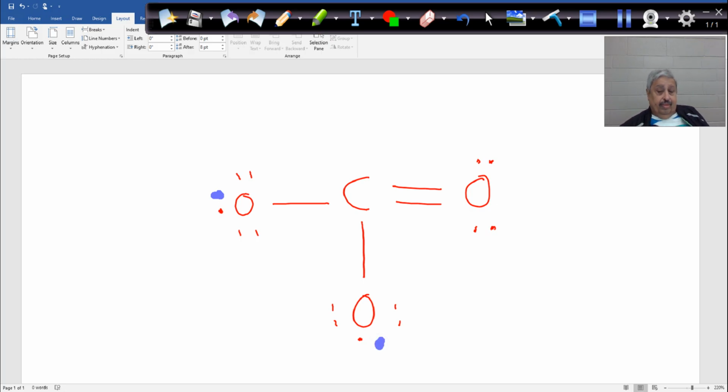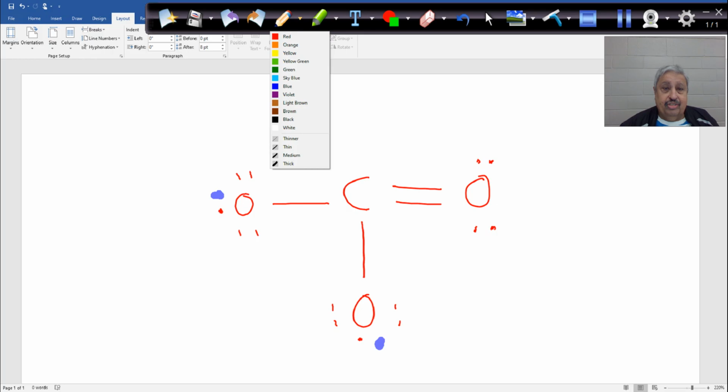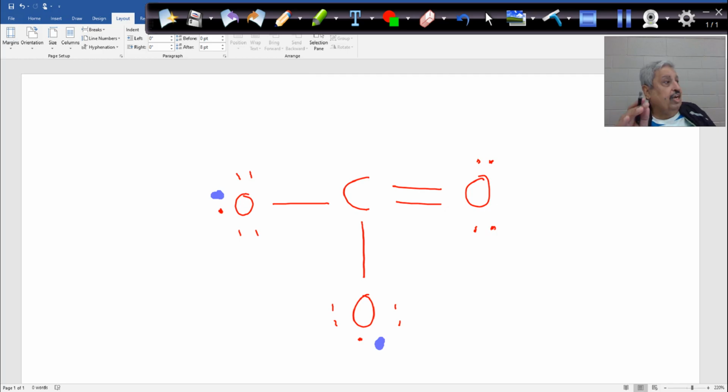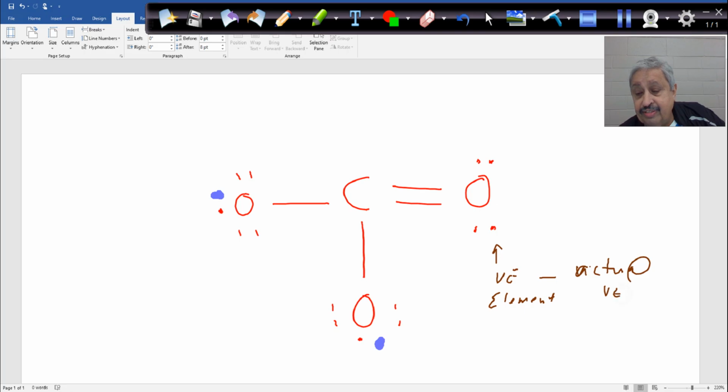So now, what's the charge? Look at the charge here, guys. If I look at the charge of each element, what's the VEs of this? First, the VE of the element minus the actual VEs. Thus, I can determine the charge on the element.